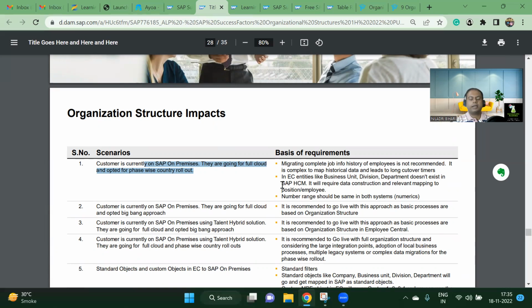You can think of this as a case study. Let's say customer ABC is on SAP on-premise and would like to go full cloud, having, let's say, presence in 20 countries. So what will be the approach? What will be the basic requirements, right?